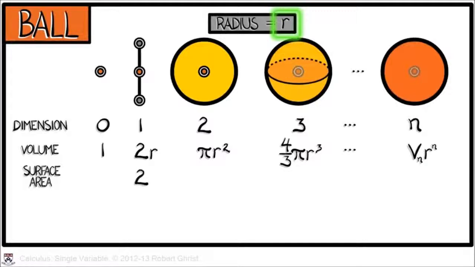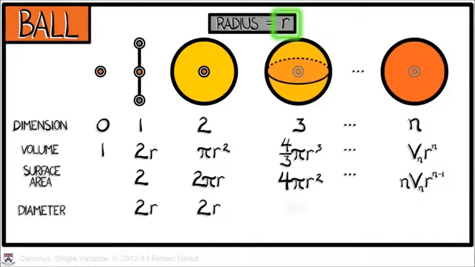The surface area is what? Well, in the one-dimensional case, it's 2. In the two-dimensional case, we're looking at the circumference. That's 2 pi r. In the three-dimensional case, the surface area of the ball is 4 pi r squared. Do you see a pattern? Yes, it's related to the derivative. In fact, it's going to be, in the n-dimensional case, n times v sub n times r to the n minus 1. You'll be able to prove that result in multivariable calculus. What's the diameter? Well, in all cases, it's equal to 2 times r, or in the unit case, 2.